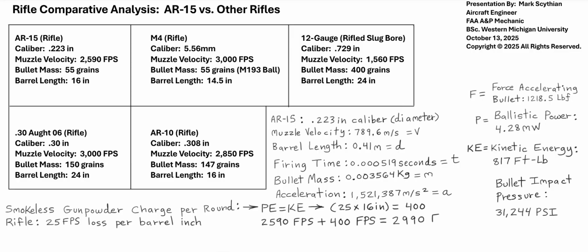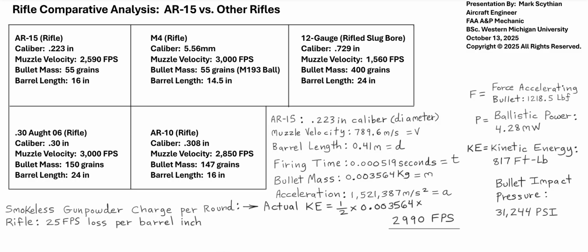So we actually need an equivalent muzzle velocity of 2990 so that after the round overcomes the barrel friction cutting through the lands and grooves, it exits at 2590 feet per second. So the actual kinetic energy we need from the smokeless gunpowder is the value of 1/2 times the mass of the round times the actual rated FPS in meters per second, squared. And we calculate 1481 joules.